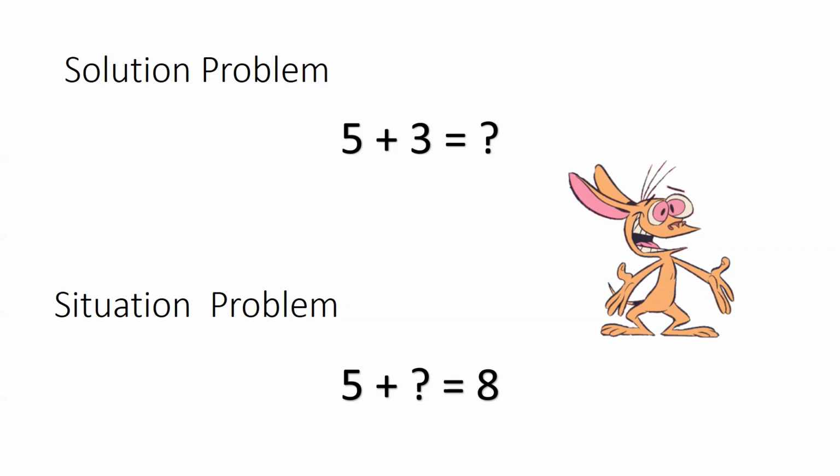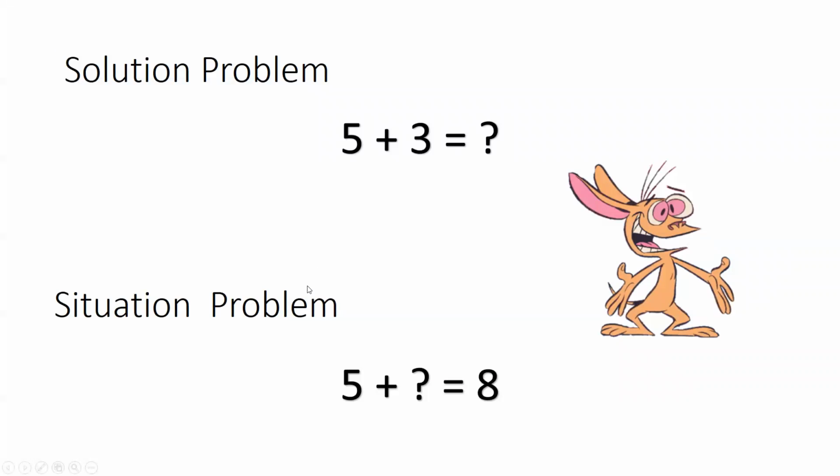So when you have a missing piece that is at the end of your problem, such as 5 plus 3 equals something, find something, that is called a solution problem. And the best way to remember it is solution is answer. It's a synonym for answer. So it's an answer problem. You're trying to find the answer.